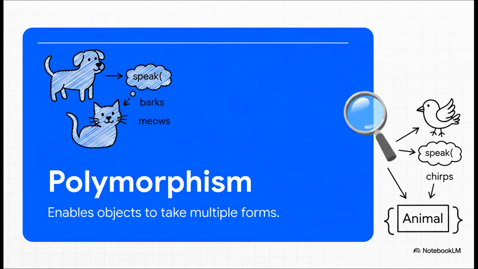And our final pillar is polymorphism. Now, it's a big word that literally just means many forms. And it's this brilliant idea that we can ask different objects to perform the same action, and they'll each do it in their own way. So if you tell a dog object to speak, it's going to bark. If you tell a cat object to speak, it's going to meow. Same command, totally different, but appropriate result.